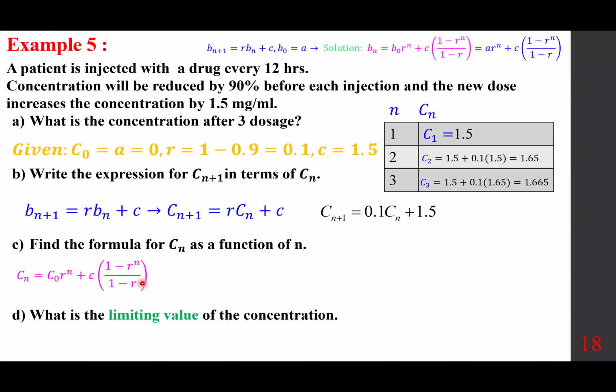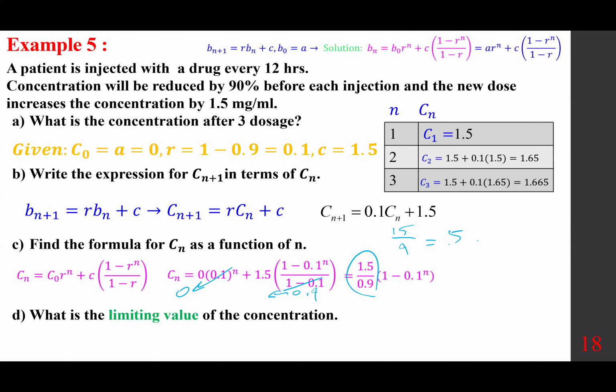And all you have to do is go back to the given and plug in. So replace everything. C sub 0 is always 0 when it comes to patients. So plug in. Replace the lowercase c with 1.5 or with 0.1. And here's what happens, everybody. This obviously goes to 0. This is 0.9. You put it underneath here. And this is the same as 15 over 9 or 5/3. This is what you get.